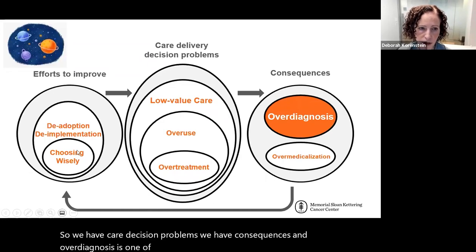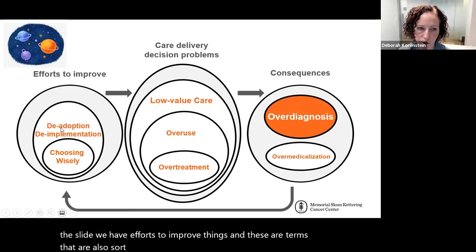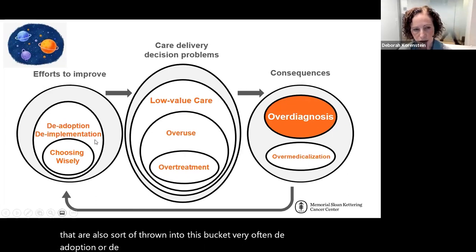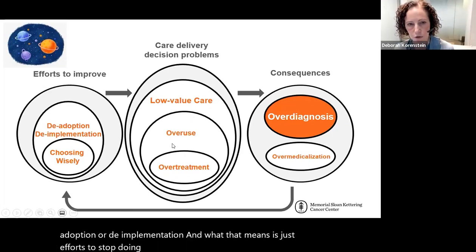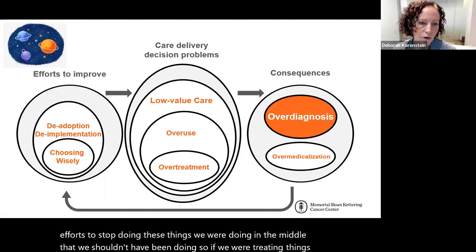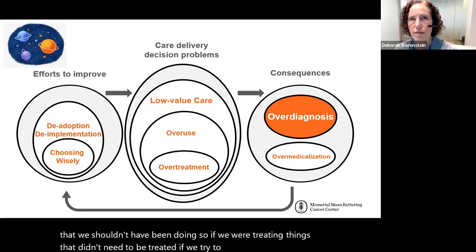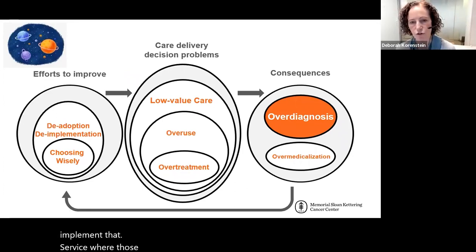And then over on the other side of the slide, we have efforts to improve things. And these are terms that are also thrown into this bucket very often, de-adoption or de-implementation. And what that means is just efforts to stop doing these things we were doing in the middle that we shouldn't have been doing. So if we were treating things that didn't need to be treated, we try to de-adopt or de-implement that service, where that means that we're trying to do things that will stop people from providing that service.